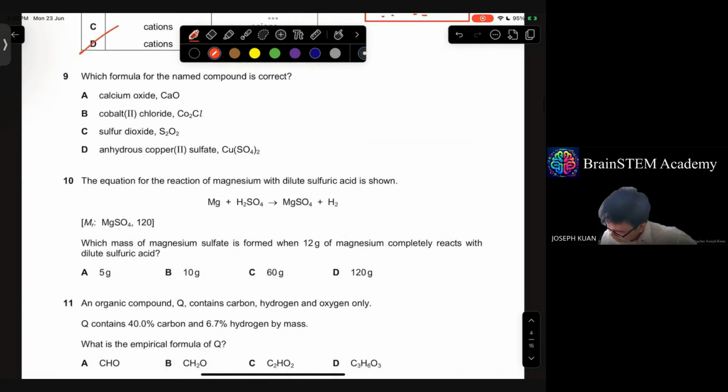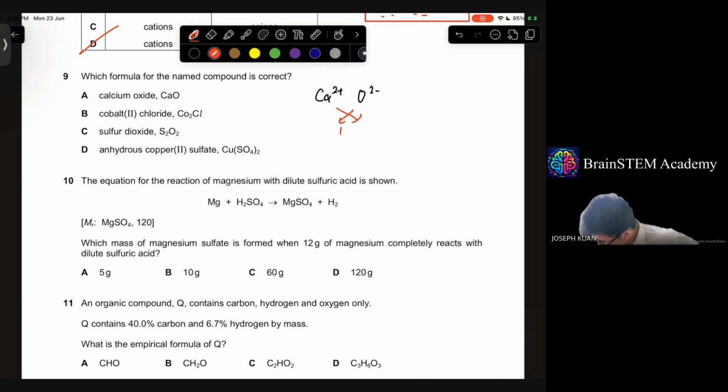Let's go to number 9. Which formula of the named compound is correct? Calcium oxide is Ca2+ and O2-. When they combine together, they form in a 1:1 ratio, so CaO.